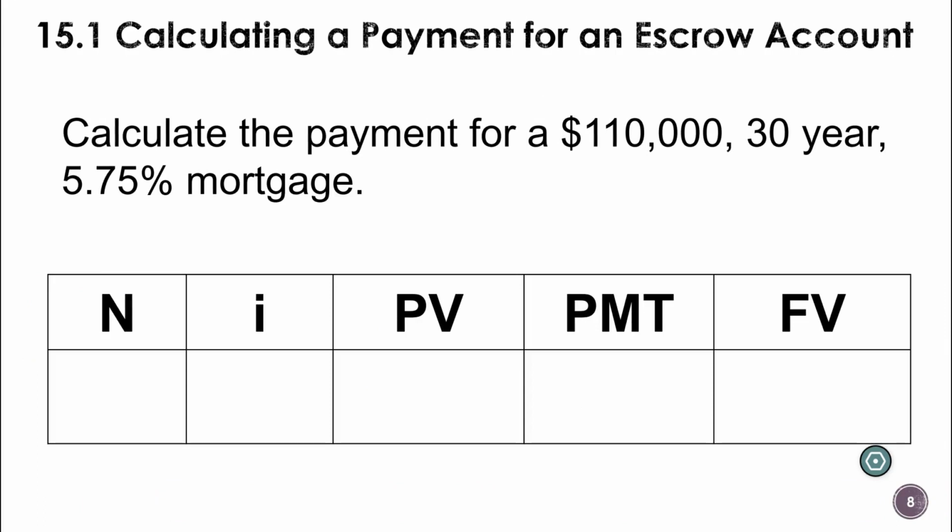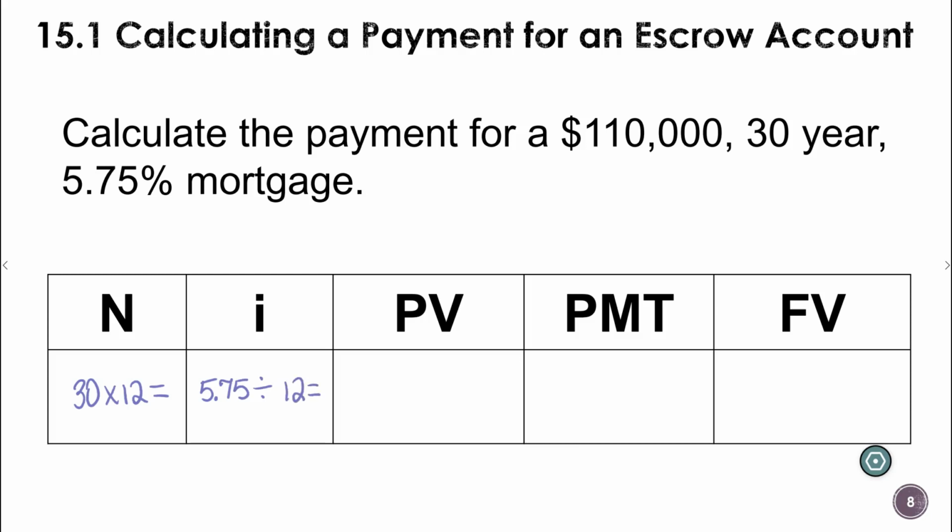Okay, so we're going to set up the TVM keys on your calculator. You're going to calculate the payment for this. It says calculate the payment for a $110,000 loan for 30 years at 5.75%. Now, this is a mortgage payment, and so we're paying monthly. When we fill out our chart, we automatically know that we're going to be paying the monthly payment, and divide your interest rate by 12.